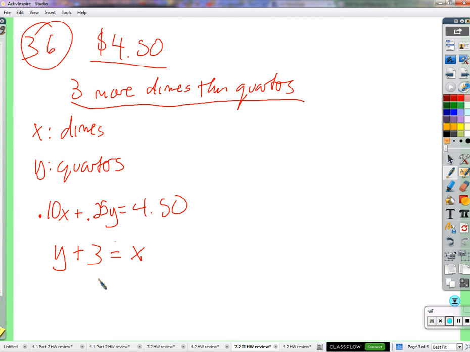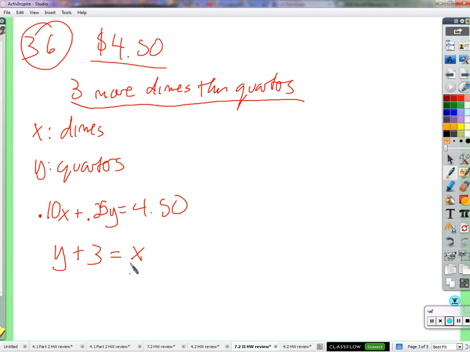And be careful because it would be easy to say, okay, x plus 3 equals y, because there's 3 more, and you could get mixed up. That's why I tell yourself how many are there more of. Well, there's more dimes. And that makes sense. x is going to be bigger than y, because this is y plus 3 more. So make sure that relationship is correct. Now we have x is equal to y plus 3. We could have also done y equals x minus 3. I can give you the dimes and you can give me quarters by subtracting 3 from the dimes.